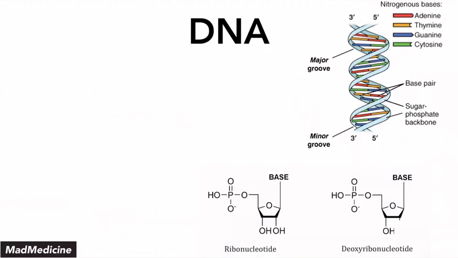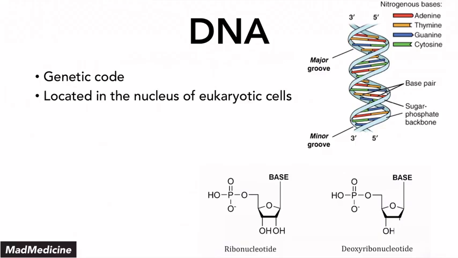With that being said, let's discuss DNA. DNA is essentially our genetic code. That's where our genes are encoded. That's where all of our information for our cells is contained. It's located in the nucleus of eukaryotic cells. In prokaryotic cells, it's actually located in the cytoplasm.